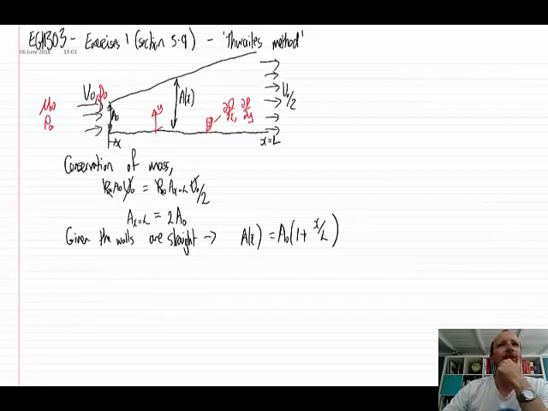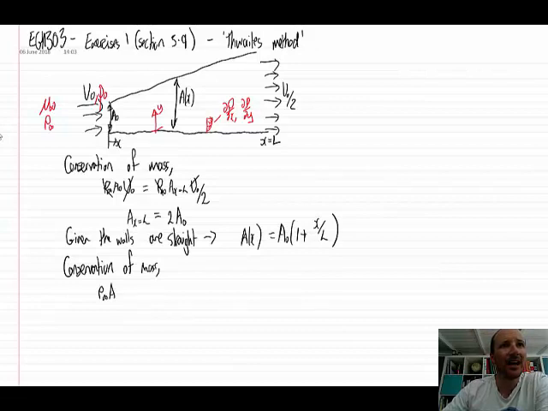So the next thing we're asked to do is work out v as a function of x. So let's apply conservation of mass again, but between the entry to the diffuser and a general position x along the diffuser. So conservation of mass again tells us that rho infinity A naught U naught is equal to rho infinity A as a function of x times U of x. Of course the rho infinity cancels.